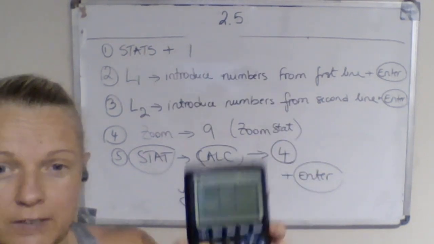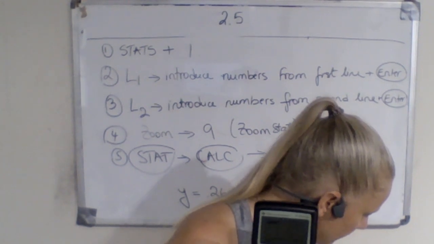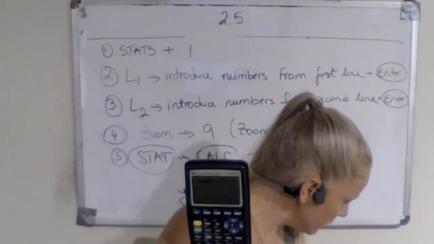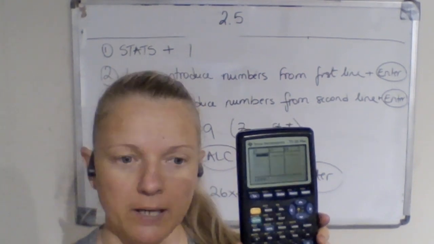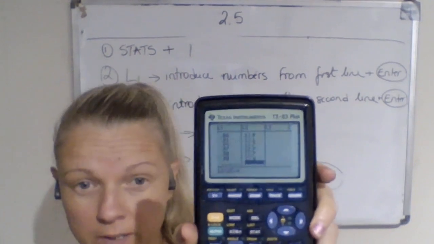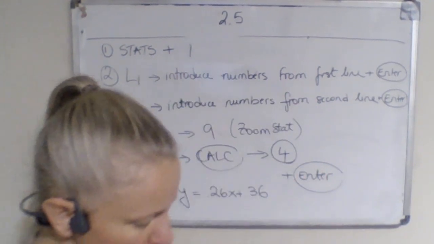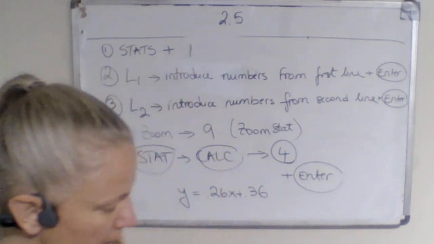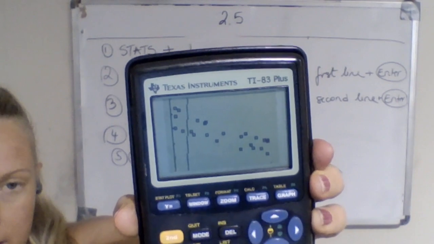Let's go ahead and pause the video. You're going to introduce all of your age for your list 1 and all of your sleep for your list 2. Once you're done, come back and let's check that we have the same answers. Okay, guys, I resumed the video. Here's all of my columns. I'm going to go zoom. I'm going to push 9. This is what I got. I'm hoping you got the exact same thing that I did with the dots.